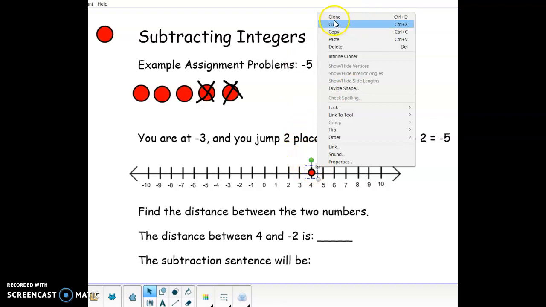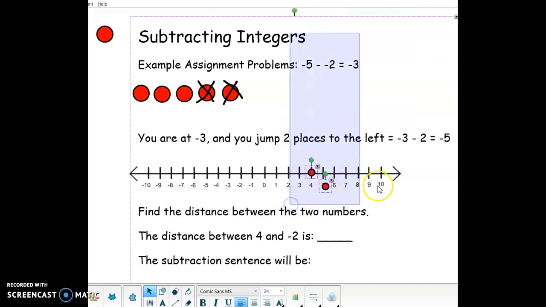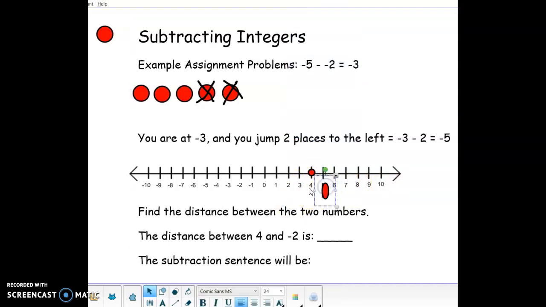So now what I'm going to do is go to negative 2 here. I can get my thing to move. And it doesn't want to move with me here this morning.